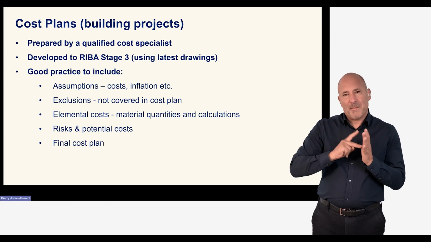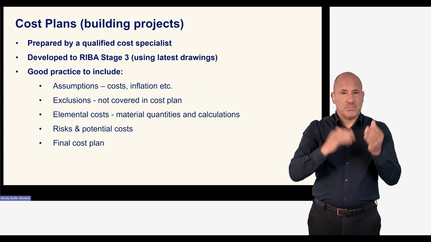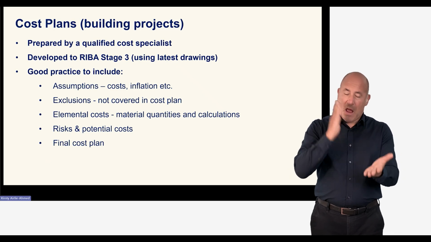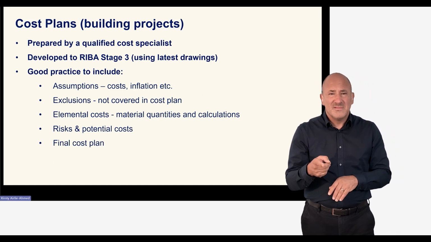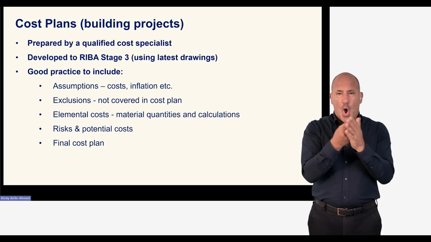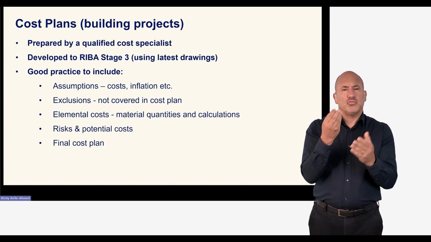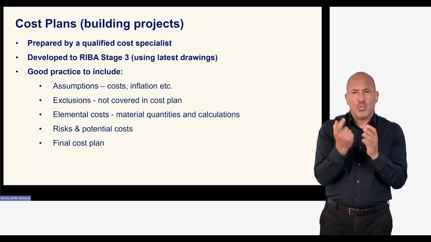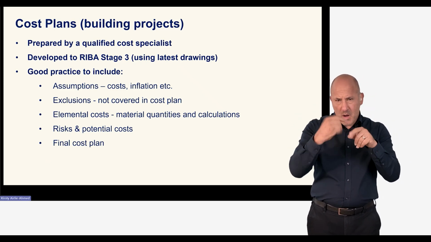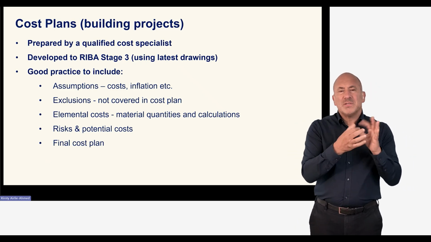Cost plans. A reminder that this is a mandatory document for building projects. An issue we often see is that what is submitted as a cost plan is not actually a cost plan. What a lot of people submit instead is just the budget in another format. A cost plan is an industry-specific document prepared by a qualified cost specialist, such as a quantity surveyor. It outlines construction-specific expenses only. They won't cover income or non-construction costs.